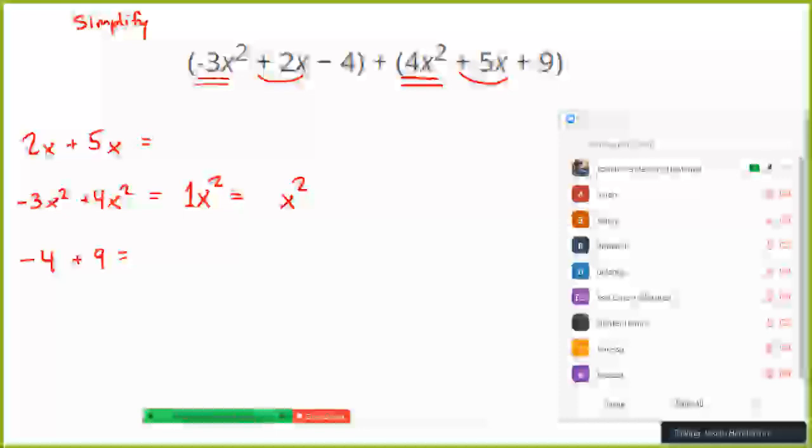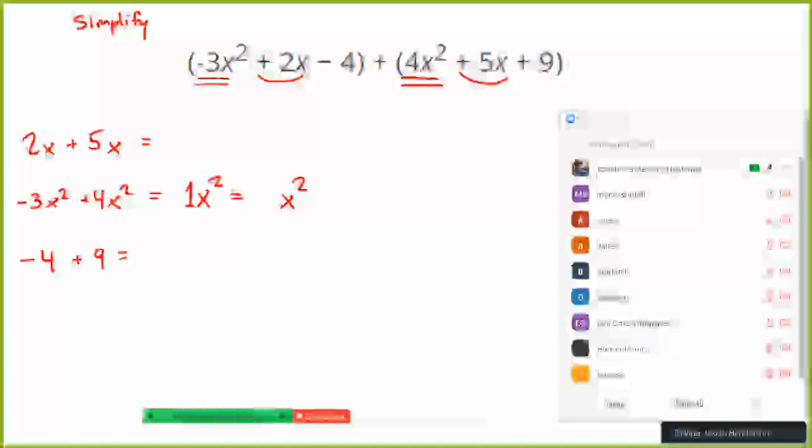Technically a 1, but we don't want to show that if we don't have to. So we clean it up a little bit more by not showing that times 1, but technically its coefficient is 1. Very good. Did anyone get the 2x, 5x, or the negative 4 and 9?